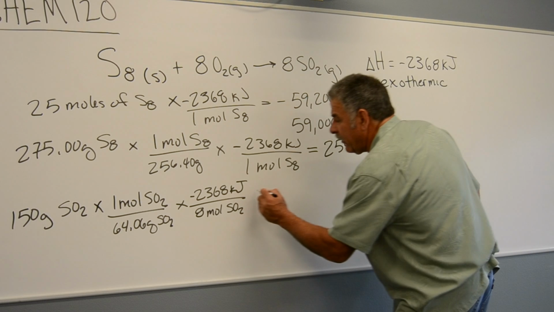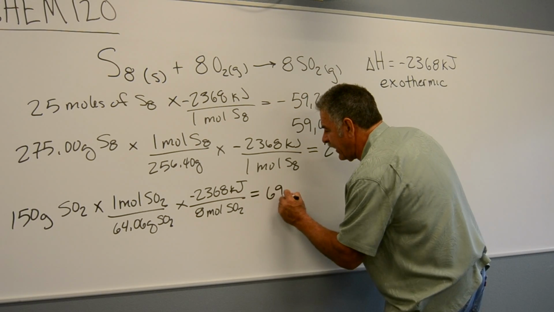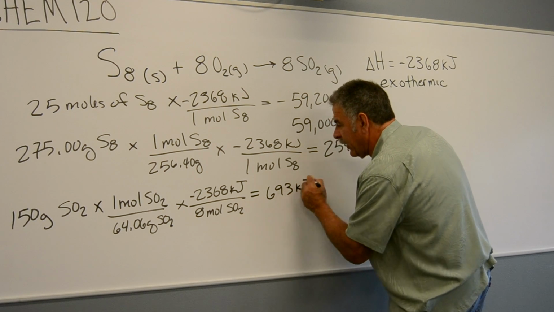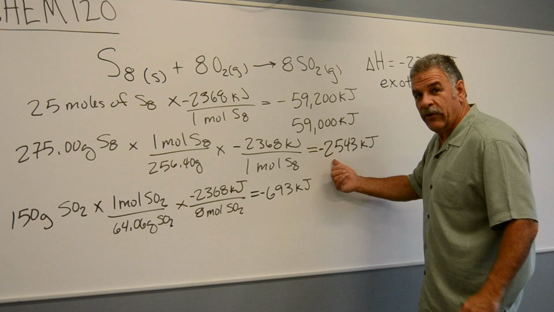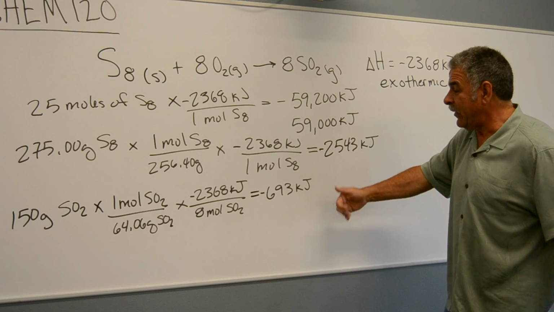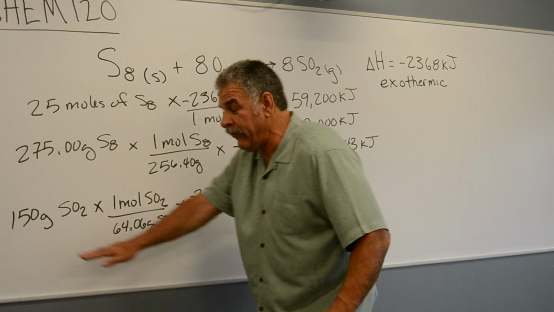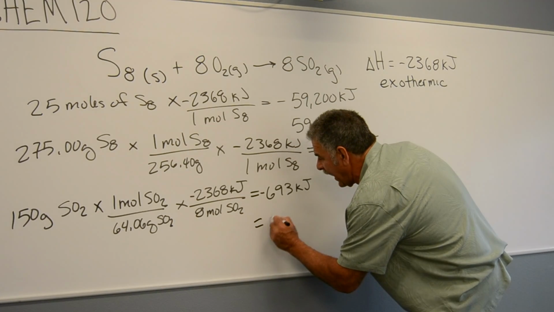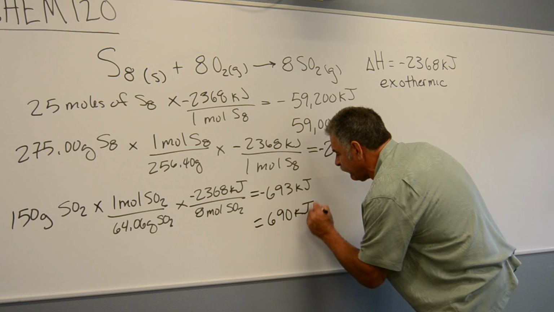So, when we do that math, we get 693 kilojoules. And that's a minus. So is that. How dare you let me go do that without telling me. So minus 693, but there's only 2 significant figures. So that answer, to get full credit, becomes 690 kilojoules.